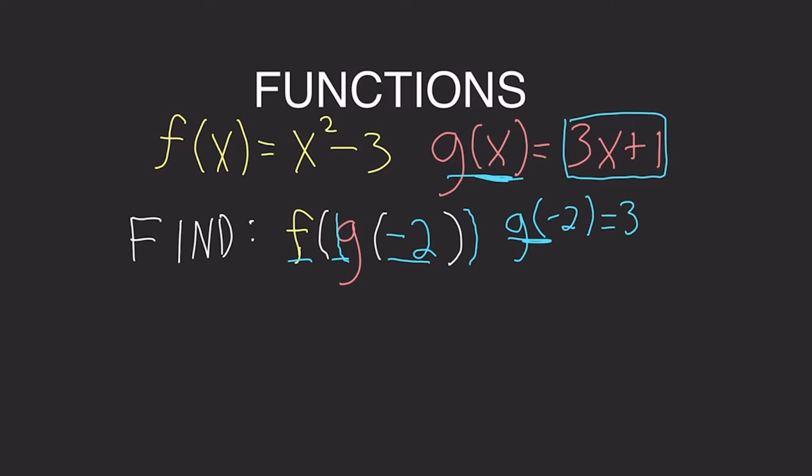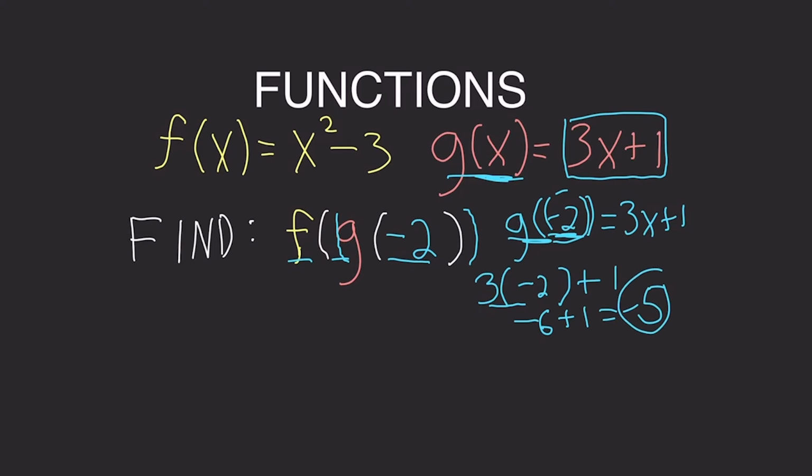But just like I did before, when they give me something in the parentheses, I'm going to write the function, the 3x plus 1, but instead of writing the x, I'm going to write parentheses, and then a plus 1, and then in the parentheses, they want me to put in a negative 2, so I will. That means I'm going to multiply the 3 and the negative 2, getting negative 6, plus 1, which equals negative 5.